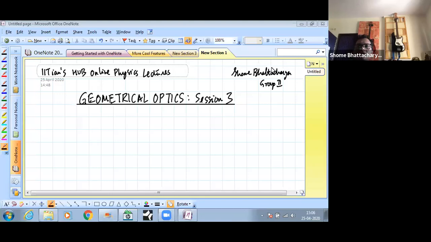So the third session of geometrical optics, people, we will start with a quick recap of the important formula that we saw last time, which was the real depth apparent depth formula, and how it can be applied both ways.